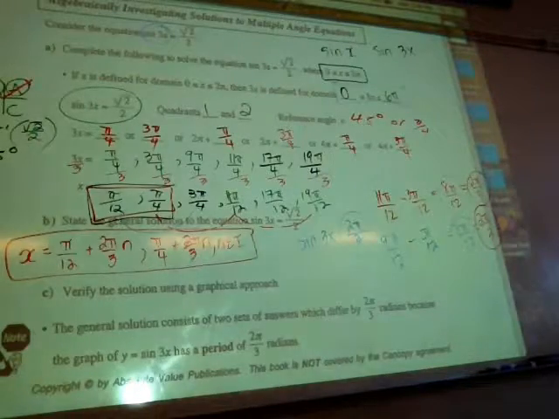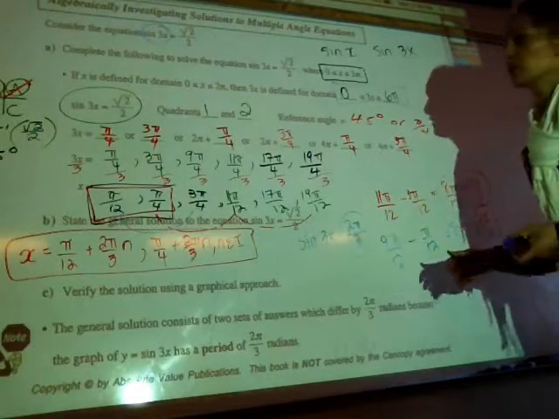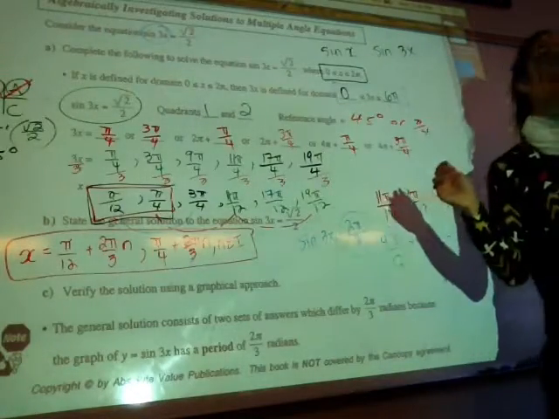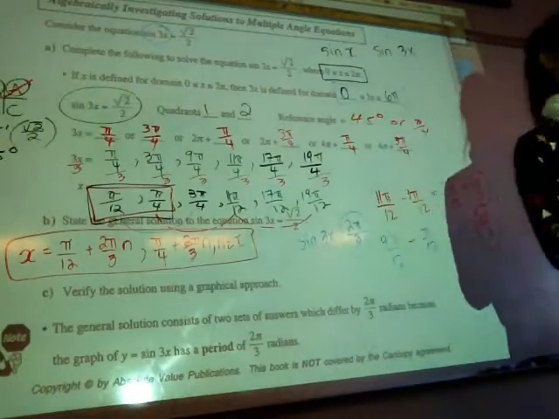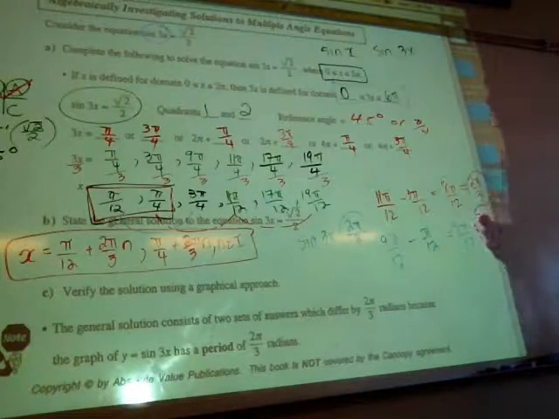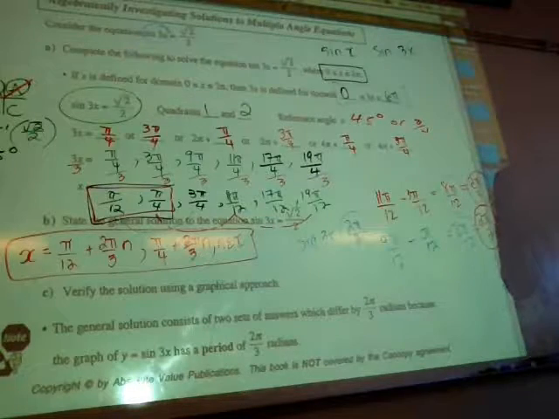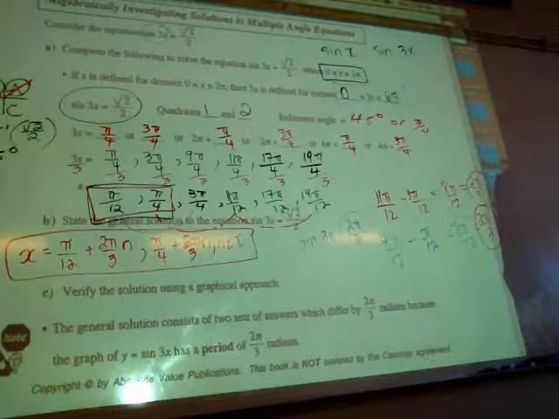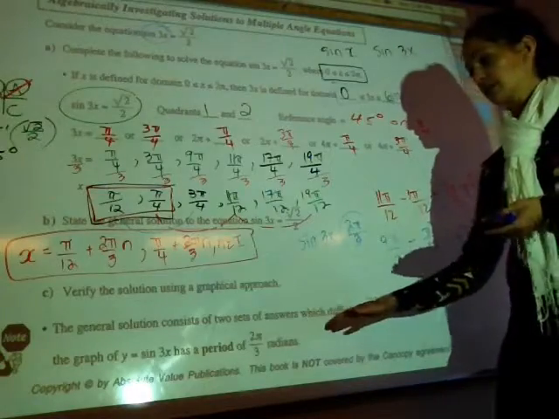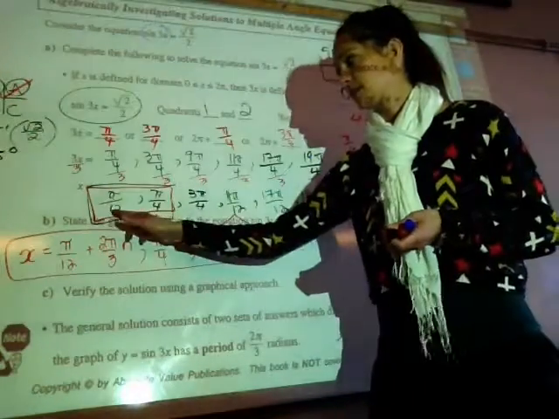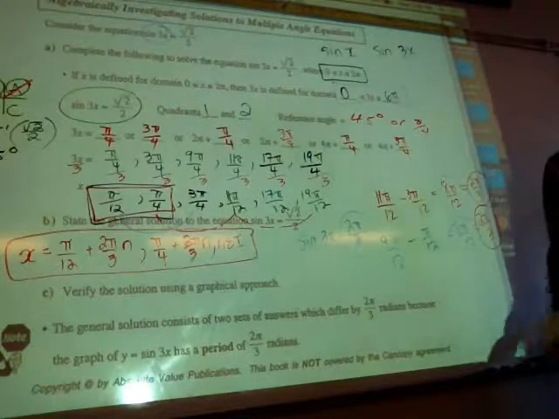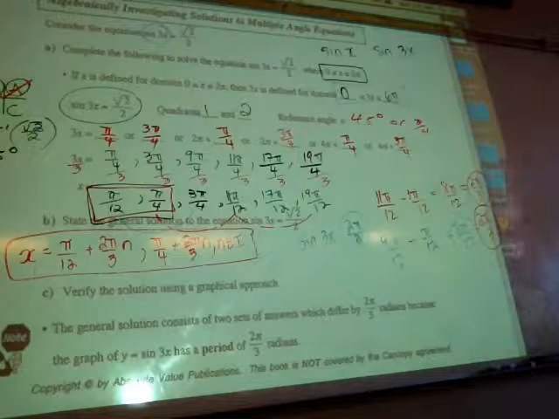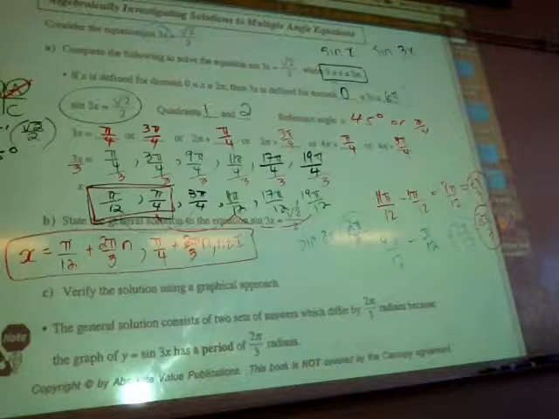So we could verify with the calculator. We would just see that we have 6 solutions within a domain of 0 to 2 pi when we graph this. And as a general solution, they would differ by 2 pi over 3. Or if we thought about 360 divided by 3, they would differ by 120 degrees. The general solution consists of 2 sets of answers. So this is our first set, second set. They differ by 2 pi over 3 radians because the period is 2 pi over 3. So you always look at what your new period is. That's going to help you find your general solution.